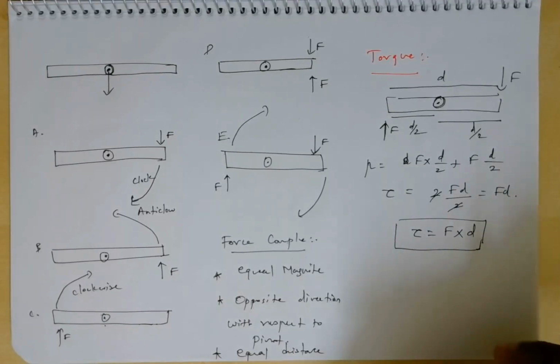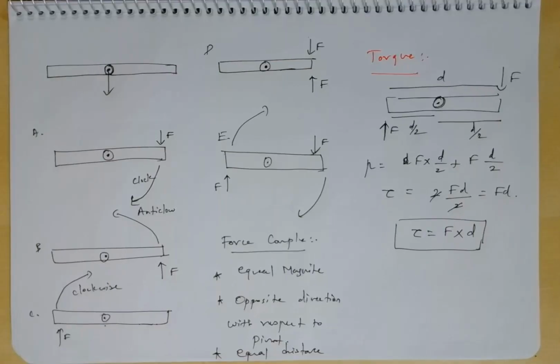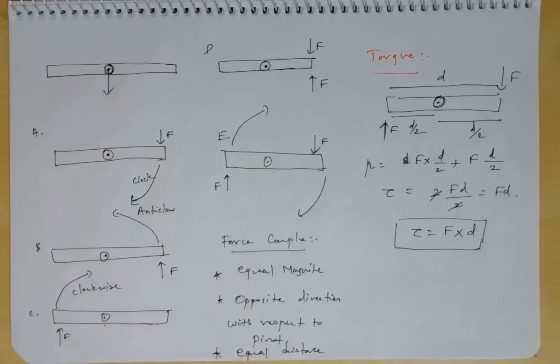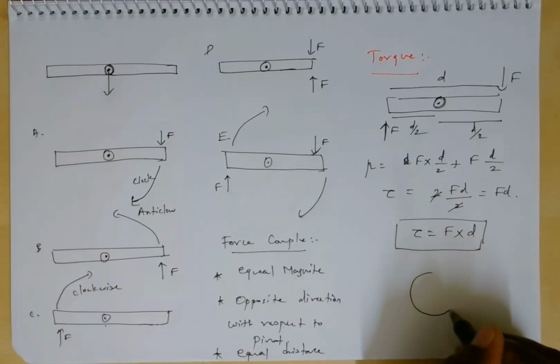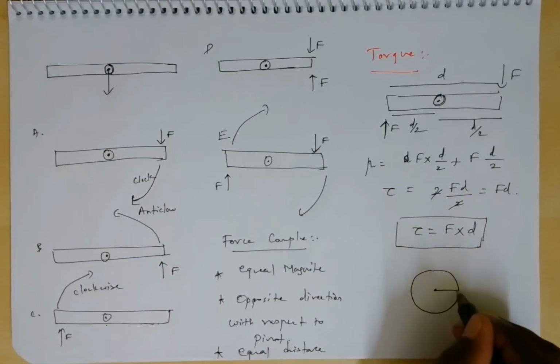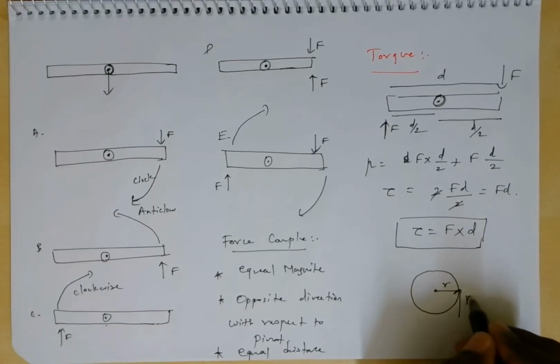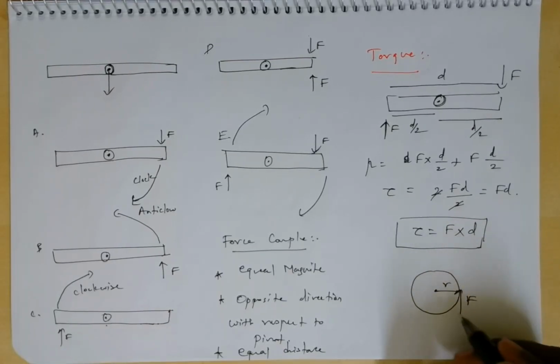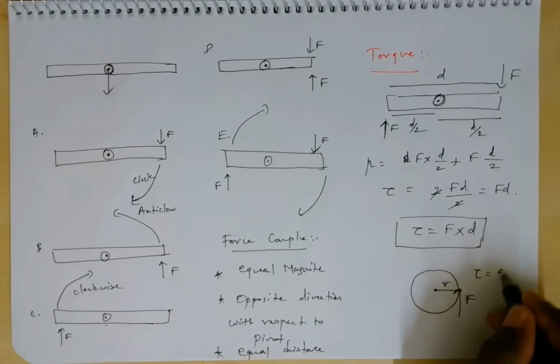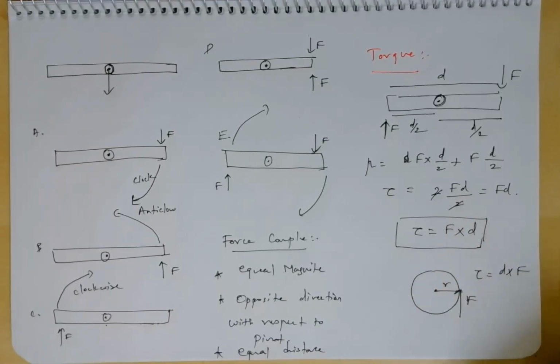Only if you have two forces acting do we call it a torque. If only one force is acting, we call it a moment of force. So if I take a circular object of radius r and apply a force F, then the torque is diameter into force.